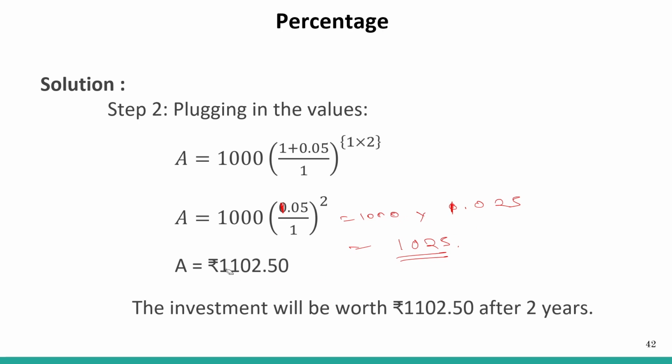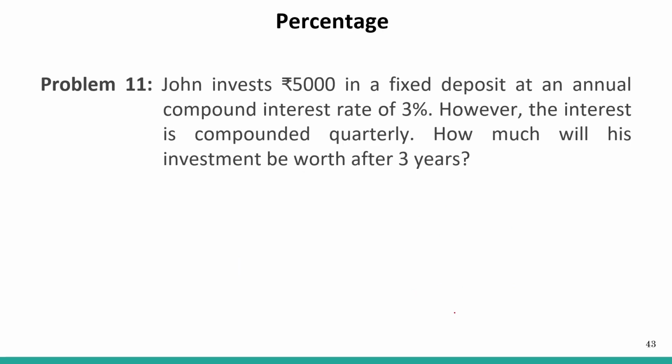What we are left with is 1025. This is not the correct answer. This will be the correct answer. Okay, here is a typo. 1.05 should be the answer here. So the investment will be 1025 rupees after 2 years. So let's see problem number 11.